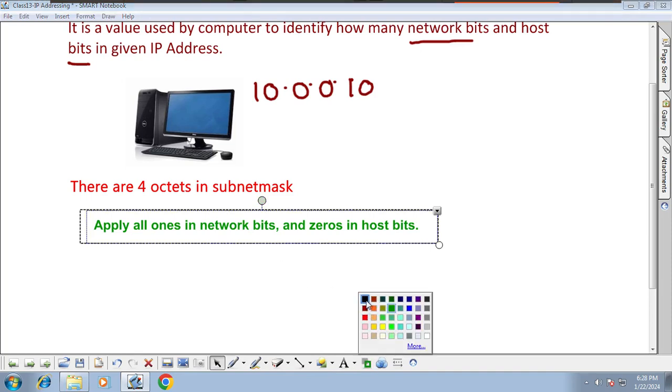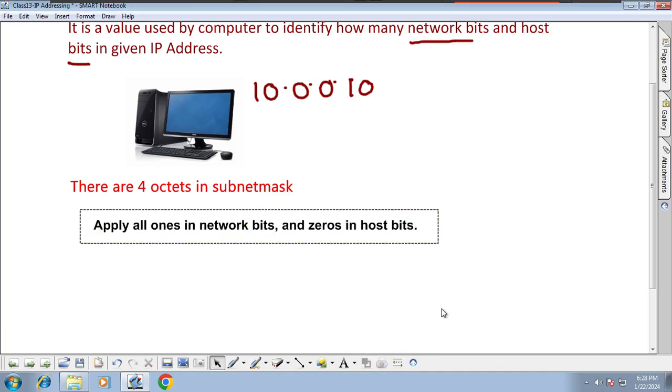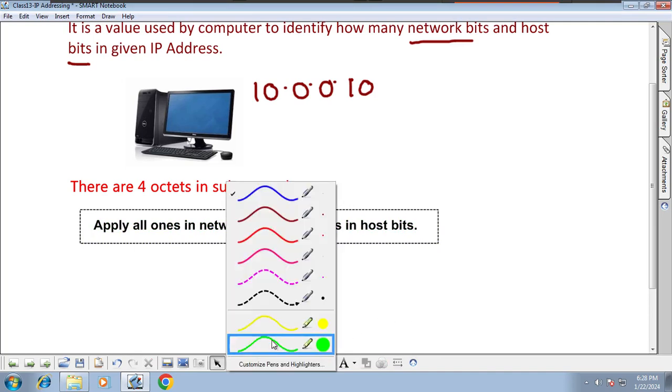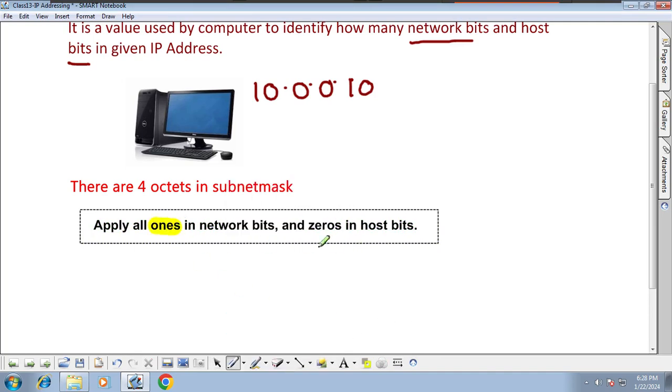What is a subnet mask? It's a value. How does a subnet mask look? It looks like an IP address. How to get the subnet mask? Just apply ones in all network bits and zeros in all host bits.